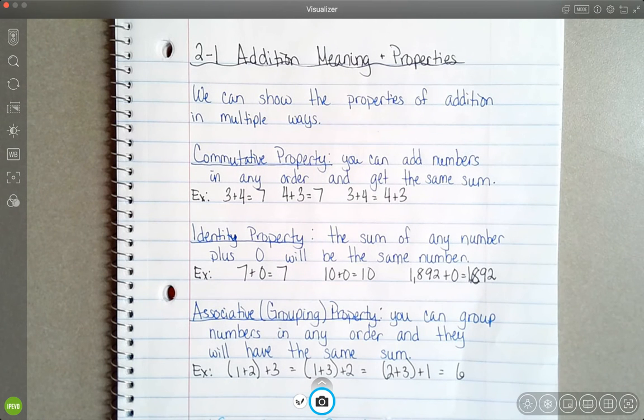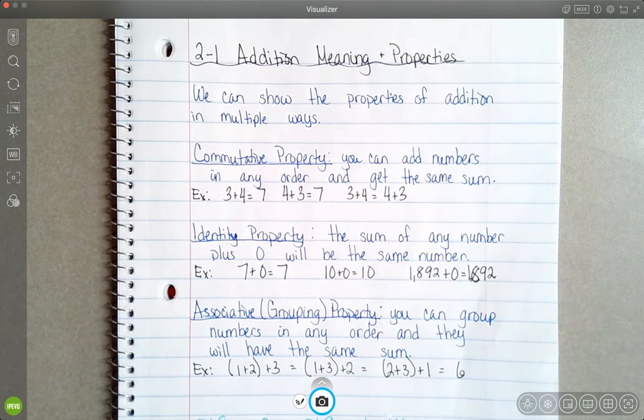So here's our properties of addition. These are what we went over in our Zoom meetings today. So if you missed our Zoom meeting, make sure you watch this video at least once, maybe twice or three times, so that you can understand what we went over together. So our goal today, we can show the properties of addition in multiple ways.